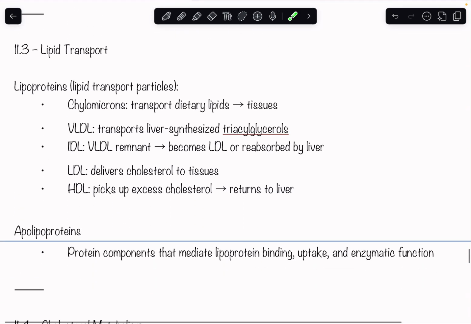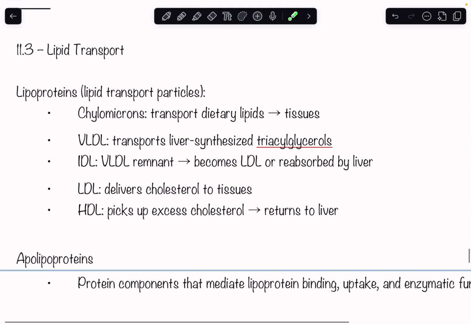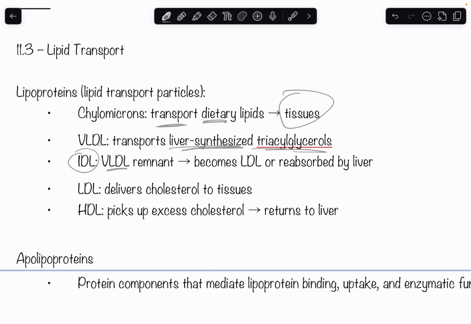Next we're going to go over lipid transport, and this is really important, and this is from least dense to most dense. Chylomicrons transport dietary lipids to the tissues. VLDLs transport liver-synthesized triglycerols. IDLs are VLDL remnants. When we take triglycerides out of VLDLs, we get IDLs, and then those become LDLs, or they can be reabsorbed by the liver.